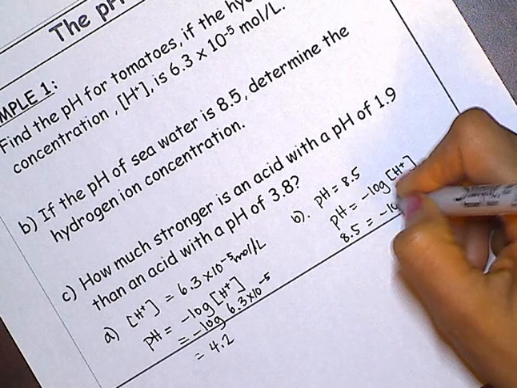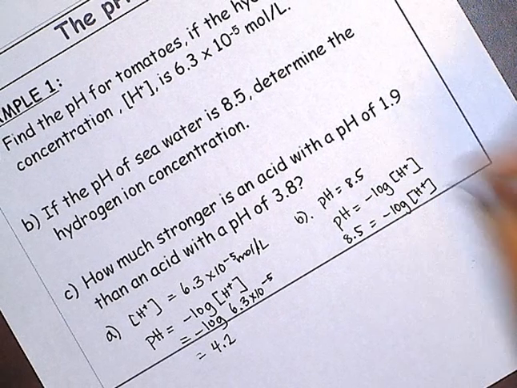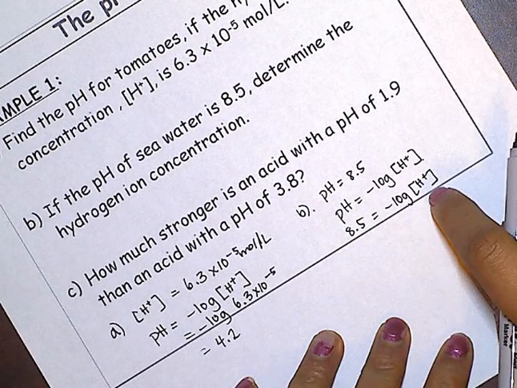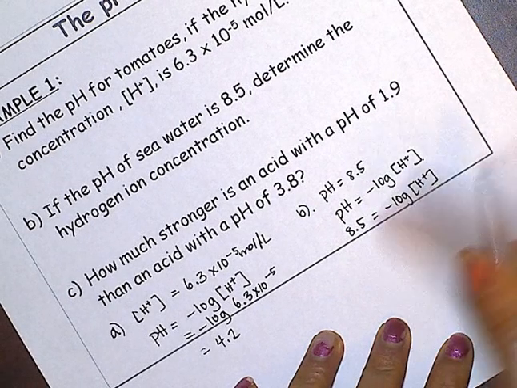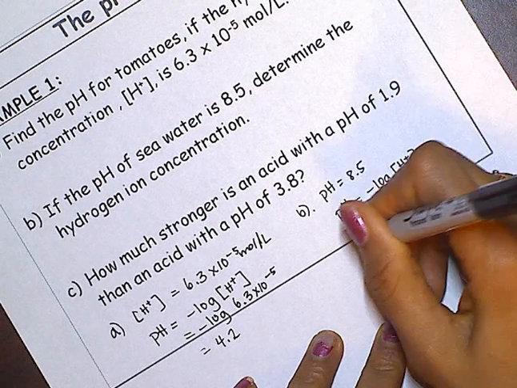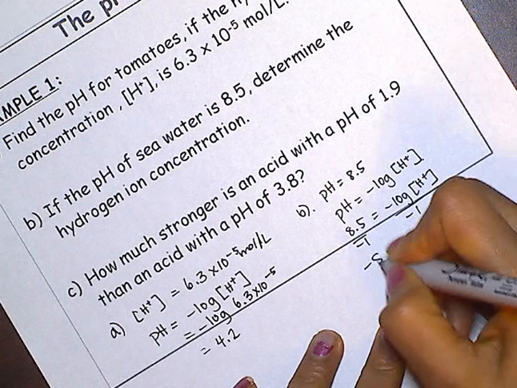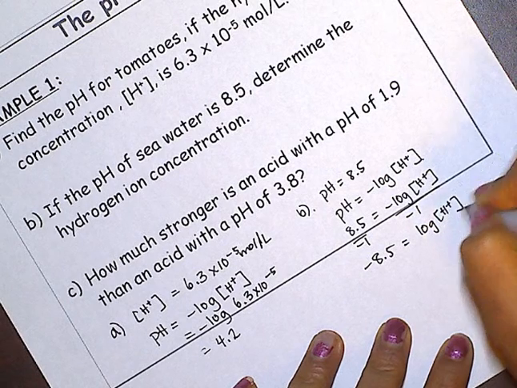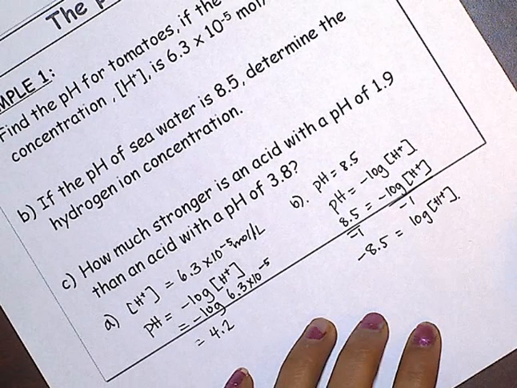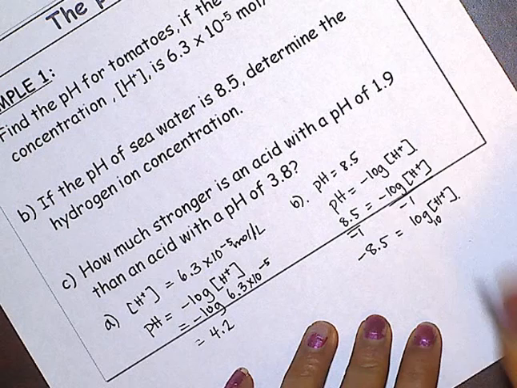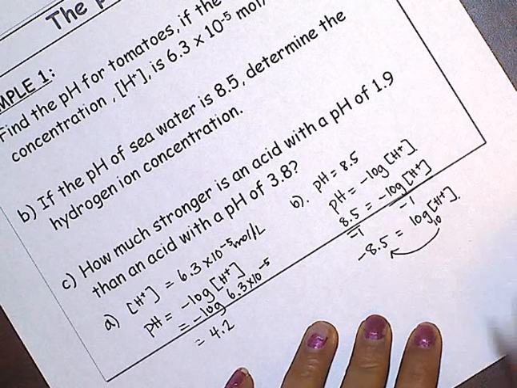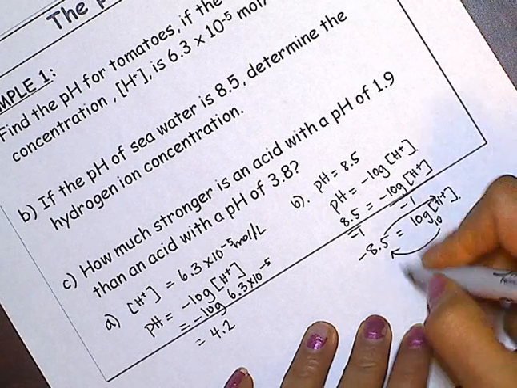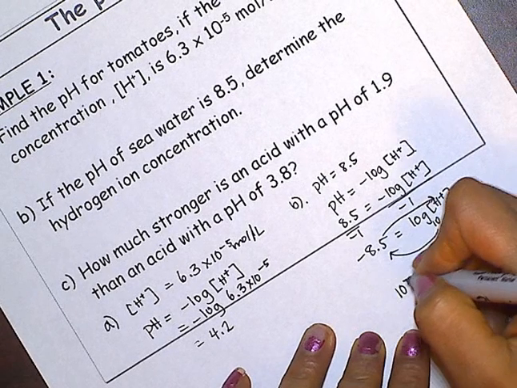I'm just going to solve for the hydrogen ion concentration by first dividing the negative on both sides. So divide both sides by negative 1. So I have negative 8.5 equals log of hydrogen ion concentration. Converting this into exponential form, 10 to the power of negative 8.5 equals my hydrogen ion concentration.